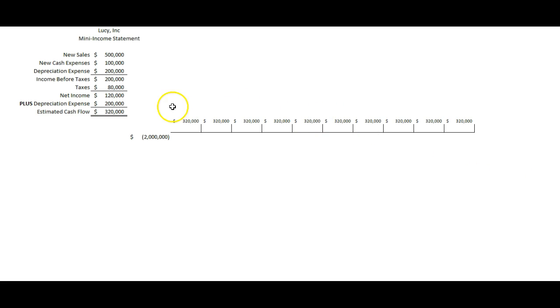So, these are our cash flows. We need to find out what these future cash flows are worth today. And if they're worth more than $2 million, then we'll do the project. If they're worth less than $2 million, we won't do the project. So what do we know? We know the amount, we know the periods, we don't know the interest rate.